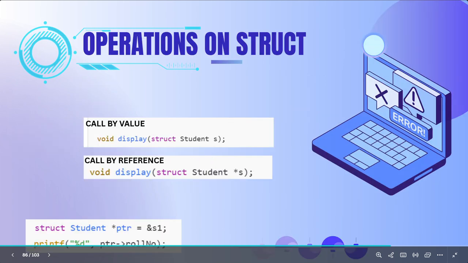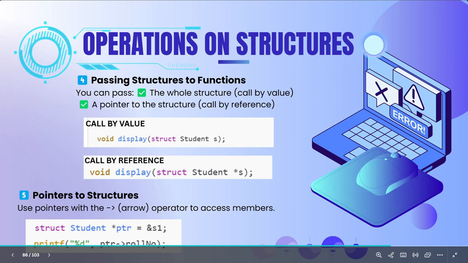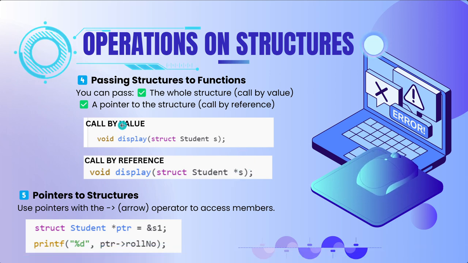Moving on, there is another operation: passing structures to a function. You can pass the whole structure by call by value, or we can pass the pointer to the structure by call by reference. Just as we did in functions, we have call by value and call by reference for structures as well. So void display(struct student s), void display(struct student *s). This passes the address of the value.